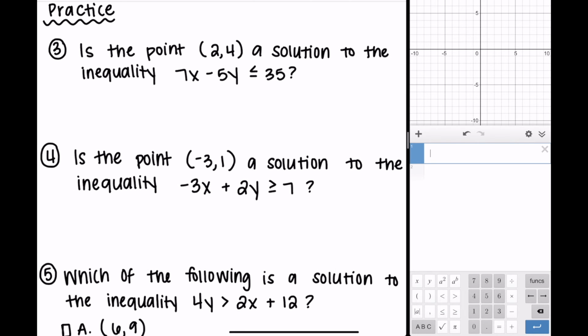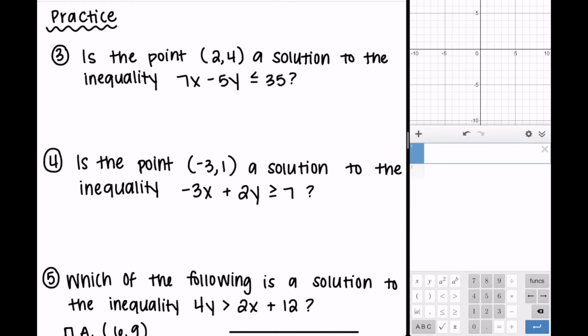Okay, here is some more practice. Is the point 2, 4 a solution to the inequality? Well, let's see. We can graph this in Desmos, and then plot the point 2, 4. I'm going to label that. So since this is in the shaded region, that is a solution.